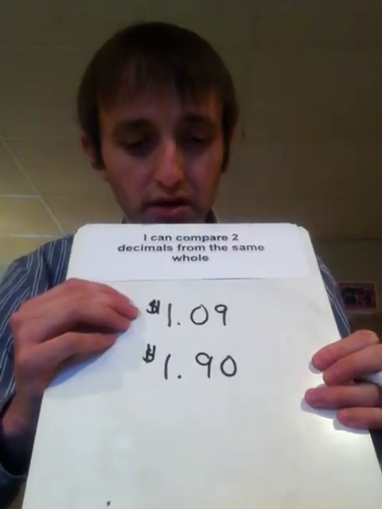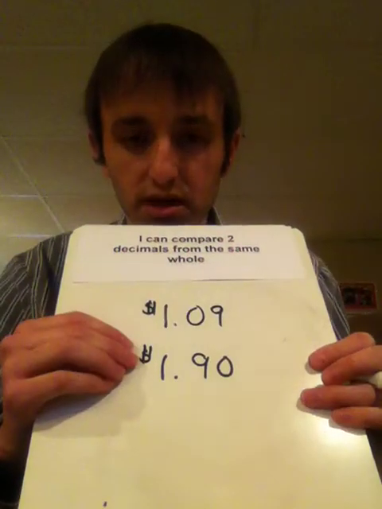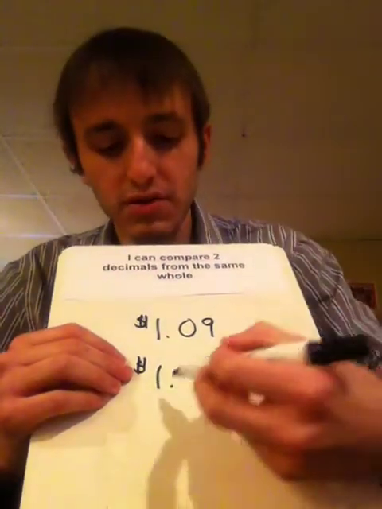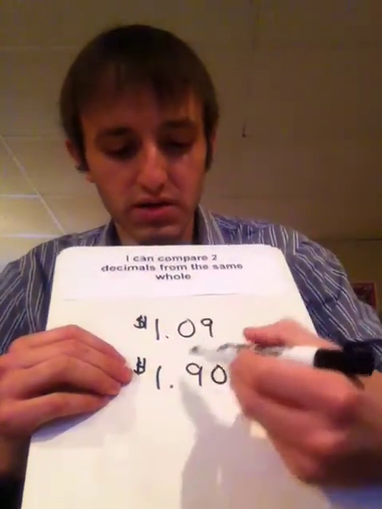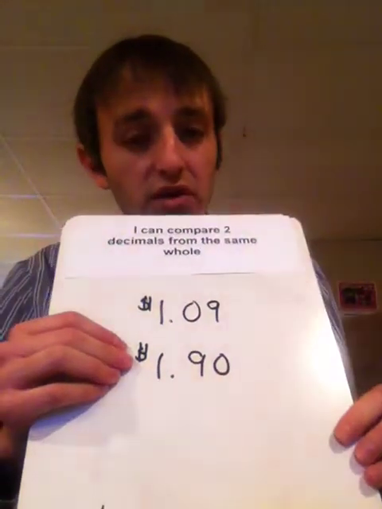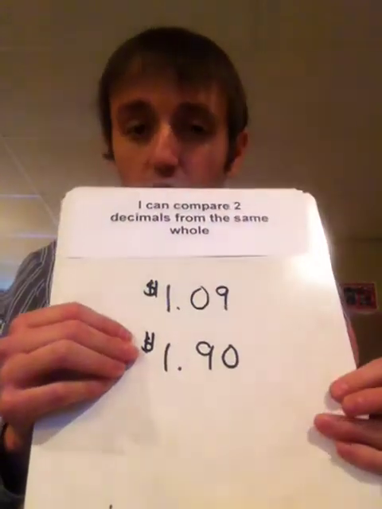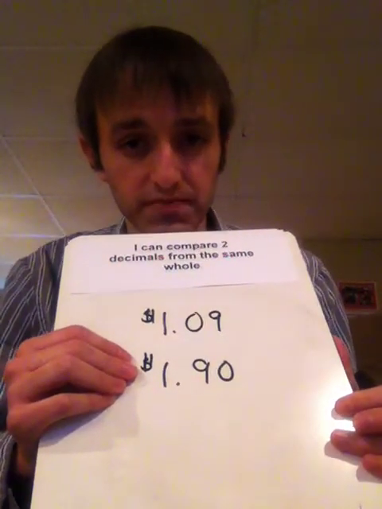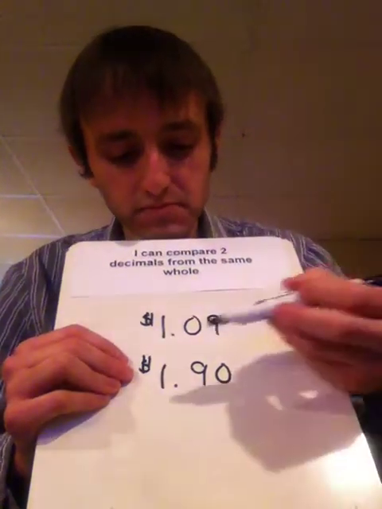Up here we have $1.09, and then our second one we have $1.90. These have all the same digits: a 1, a 0, and a 9, and a 1, a 9, and a 0. However, it's their place value that makes them important here. So let's first talk about place value with decimals, and then we'll talk about comparing them.